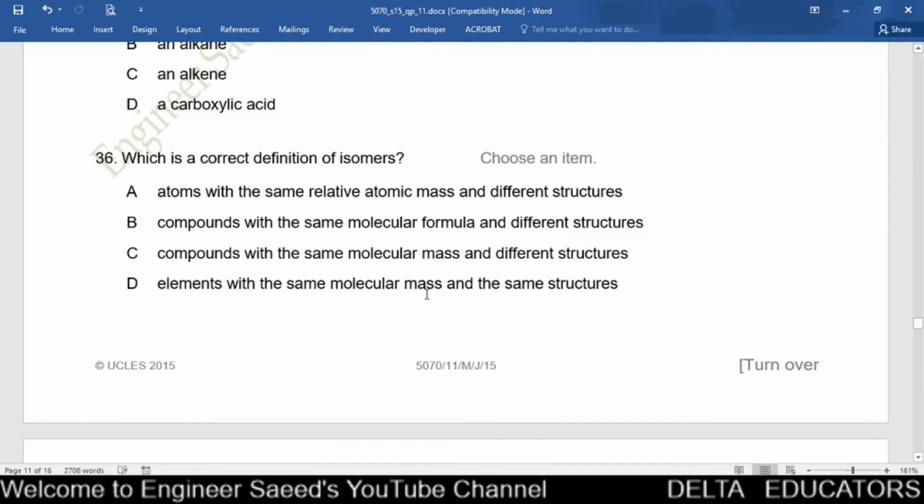Question number 36. Which is the correct definition of isomers? What is meant by isomers? Isomer means same molecular formula but different structural formula. Now we check the options. Option A, atoms with the same relative atomic mass and different structures. Option B, compounds with the same molecular formula and different structural formula. Here our correct option is option B, because isomers are defined as compounds having the same molecular formula but different structural formula. So option B is the correct option.